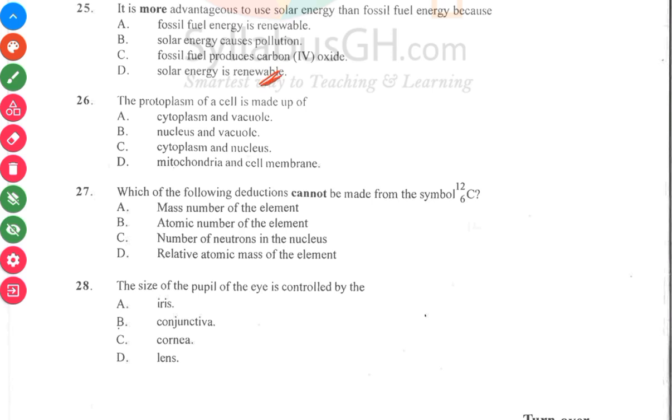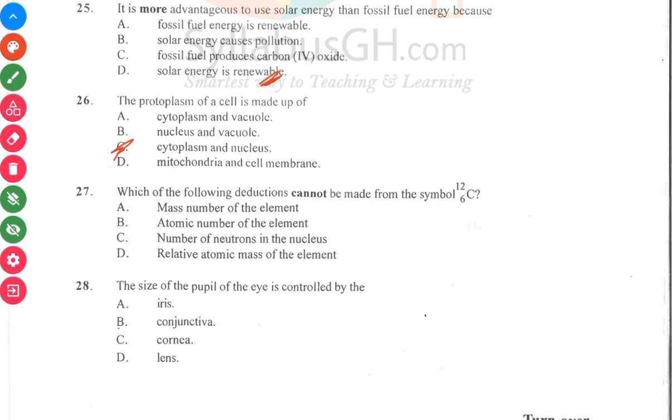Question 26. The protoplasm of a cell is made up of A. Cytoplasm and vacuole, B. Nucleus and vacuole, C. Cytoplasm and nucleus, D. Mitochondria and cell membrane. The answer to question 26 is C. Cytoplasm and nucleus.